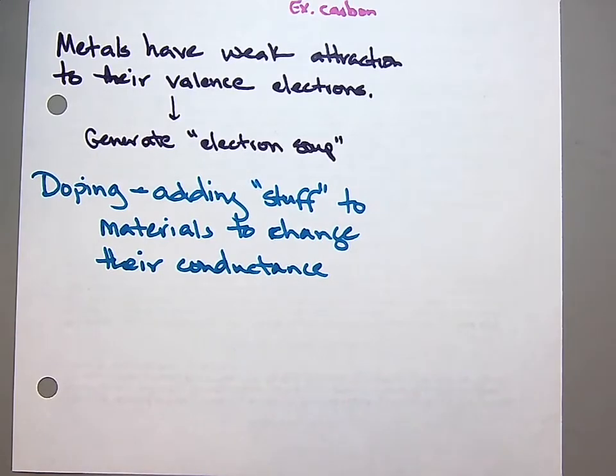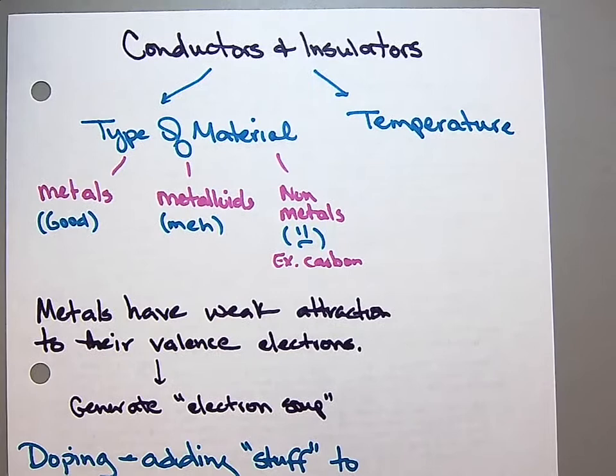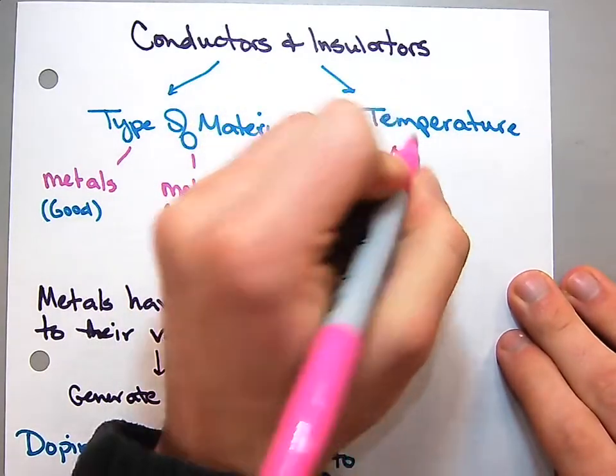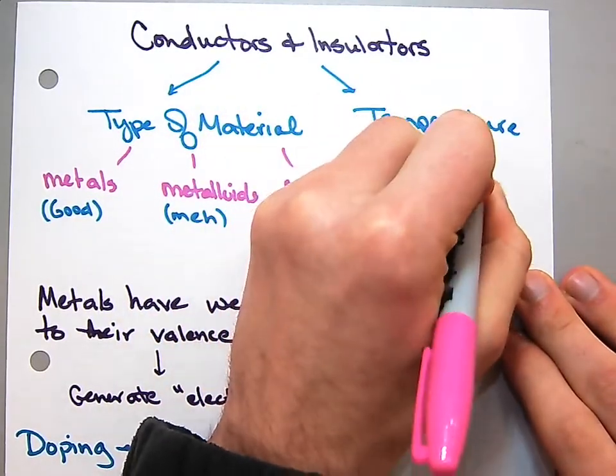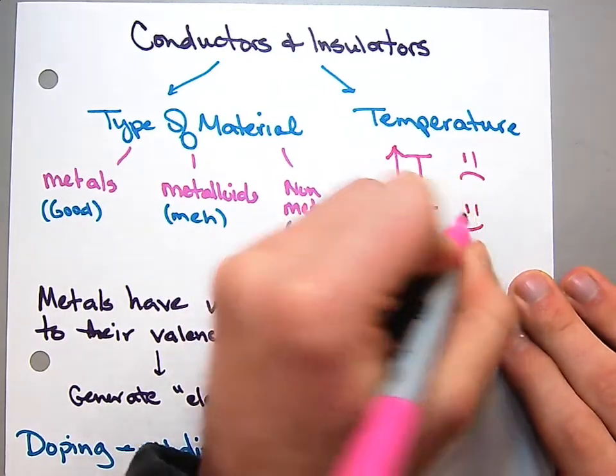So the first thing that affects whether something will be a good conductor is the type of material. And we said, metals best, non-metals. Okay. The second thing that's going to determine whether something is a good conductor is the temperature. And the rule is high temperature is bad. Low temperature is good.